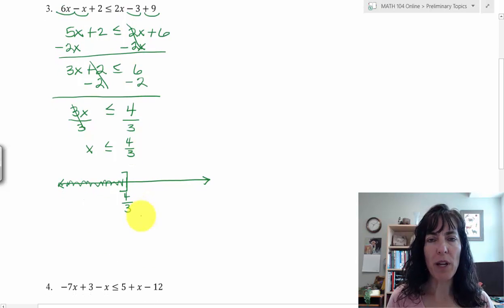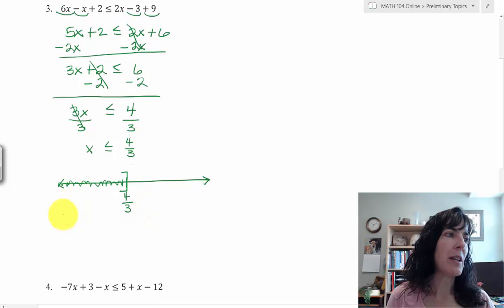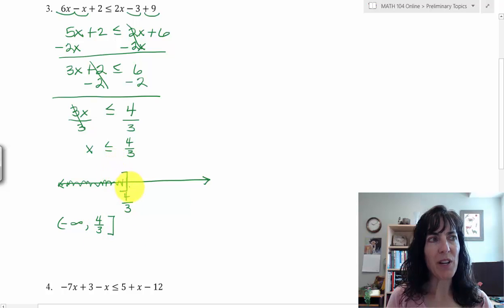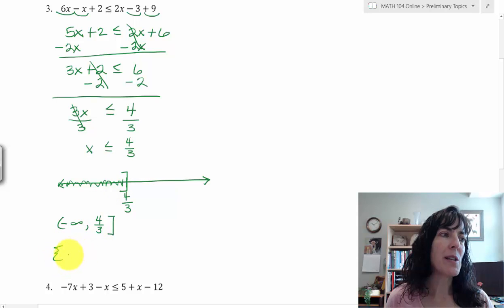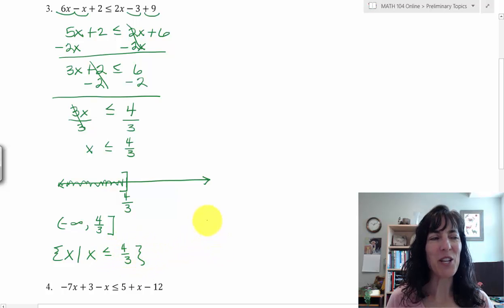Now I'm ready to write my interval notation, and I can see from the graph I'm starting all the way at negative infinity and going up to a positive 4/3, and I need a square bracket because that's what I used here and because I have the equal component. Now I'm writing set notation. My variable is still x, such that, and I can take this algebraic notation and drop it right in. X is less than or equal 4/3 in the set notation.